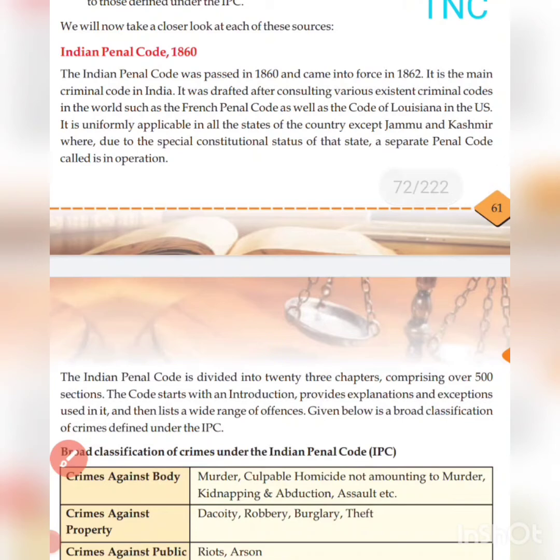Now we come on to IPC. IPC passed in 1860, came into force in 1862. It is the main criminal code in India. It was drafted after consulting various existent criminal codes in the world such as French Penal Code as well as Code of Louisiana in US. Now you see, IPC was passed in 1860, came into force 2 years later, that is in 1862. We were not independent that time, right?